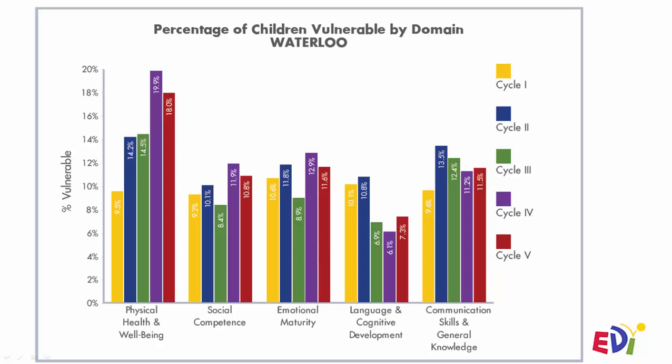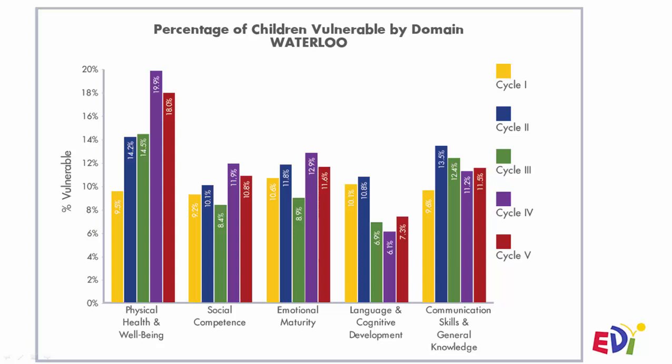Language and cognitive development has been the domain where Waterloo Region has seen improvements between Cycle 3 and Cycle 4. However, in Cycle 5, 7.3% of children were vulnerable in this domain, up from 6.1% in Cycle 4. All of the changes in these first four domains that I just mentioned are critical or meaningful differences.